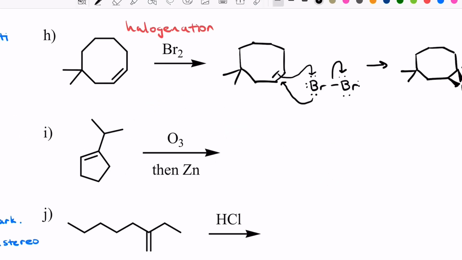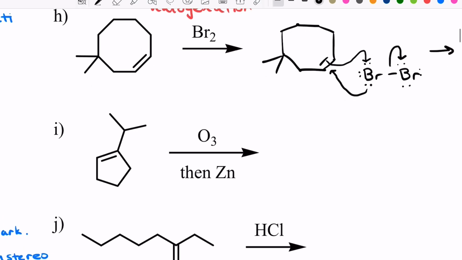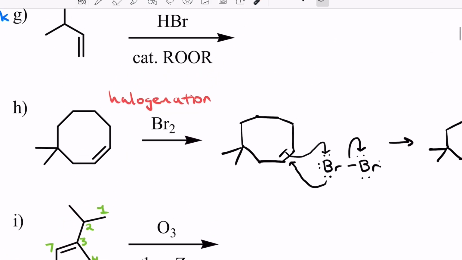Letter I. This structure reacting with O3. I don't know what this is, but I'm going to try my best. So, I think the trick with this is to number your carbons, like that. And the key with this is that this causes your alkene to be split in half like this. So we're going to take a knife, cut the alkene here, and our ring is going to open up.